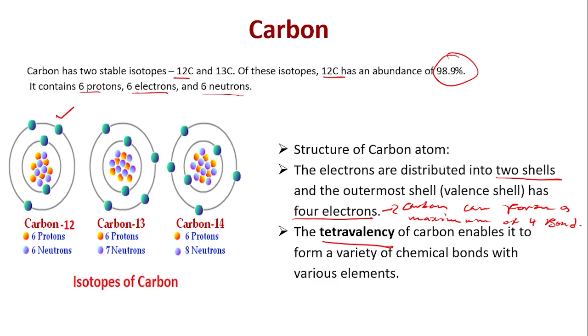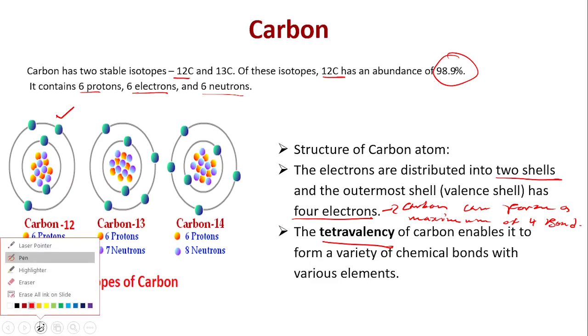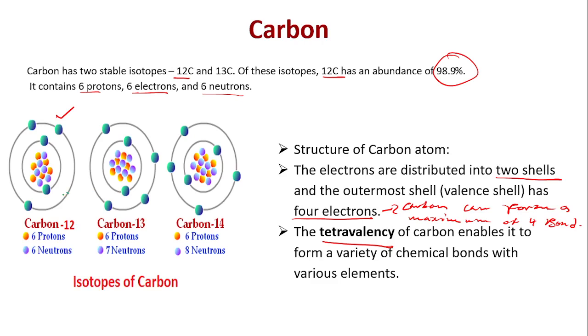Please. Sir, on the... Yes. I can't get you. On carbon 12, I can only see 3 electrons in its outermost shell. What happened to it? Oh, I think it's just the drawing. Thank you very much for that correction. It's just the drawing.